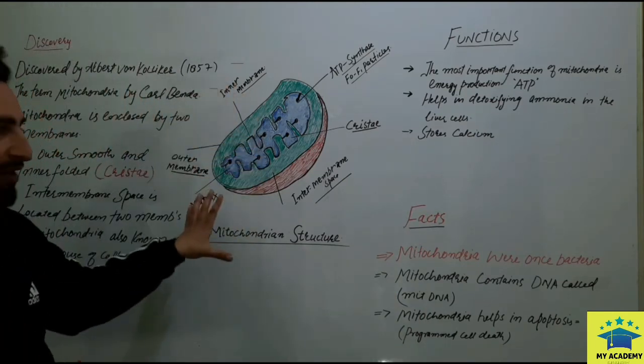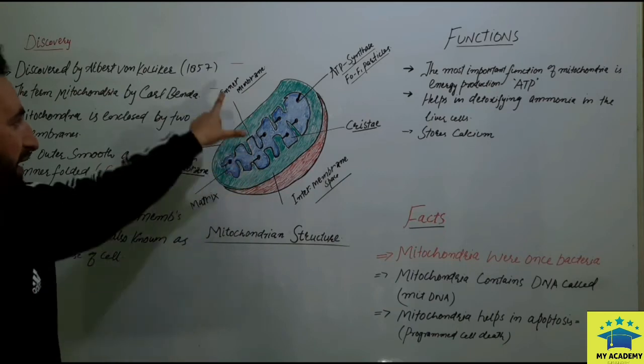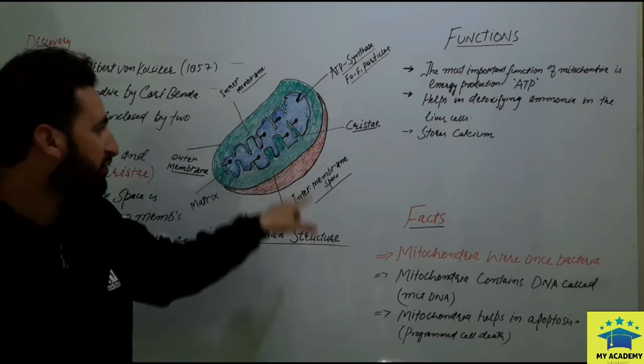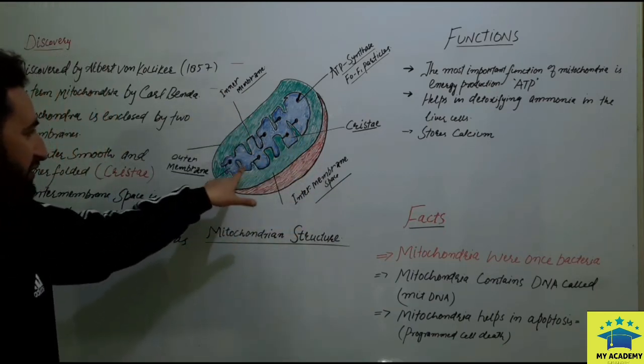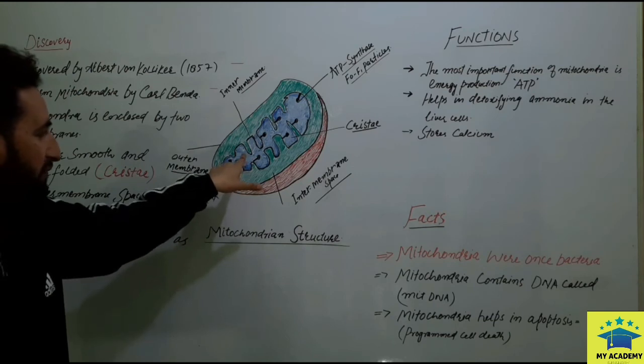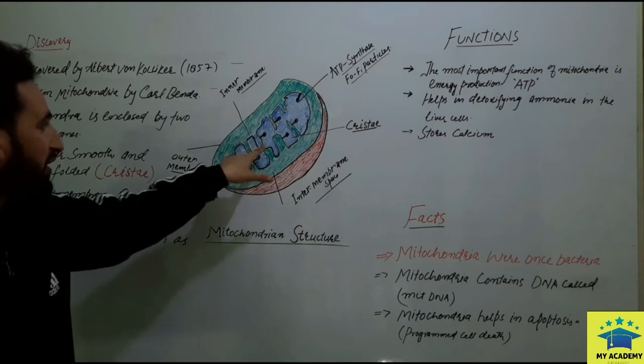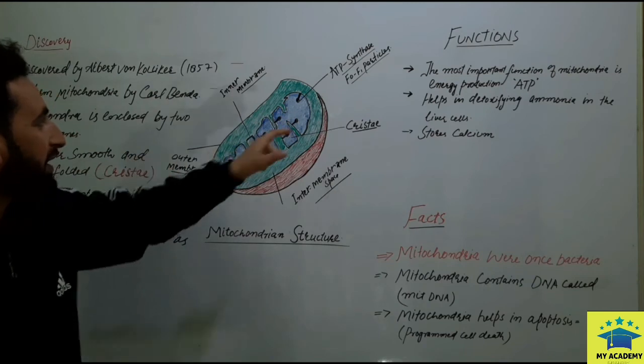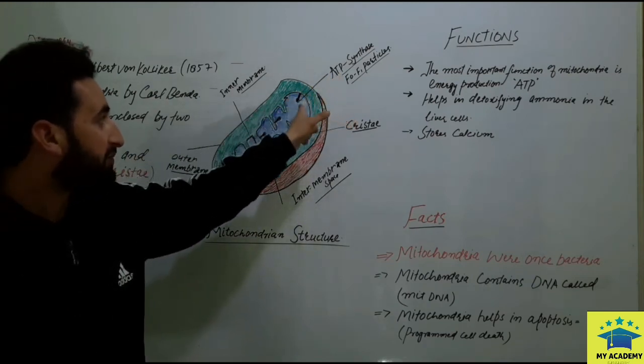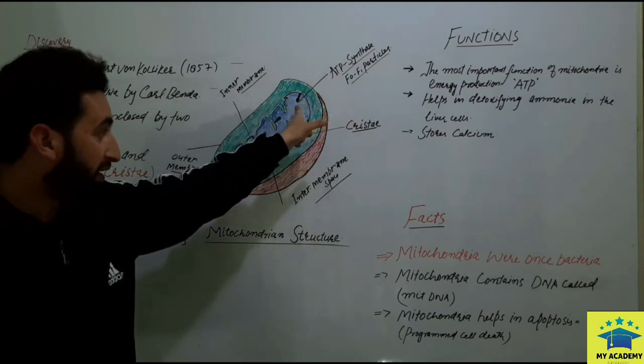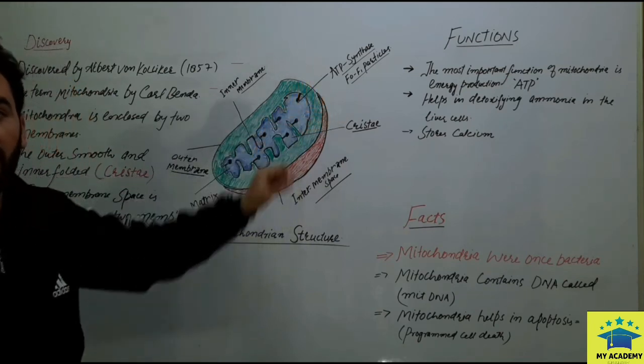It was all about the mitochondria: the structure, the inner membrane, the outer membrane, the crusty portion we have here, the matrix. This is the inner membrane. On the inner membrane we have the matrix portion. The ATP synthesis takes place in the mitochondria by the F0 and F1 particles.